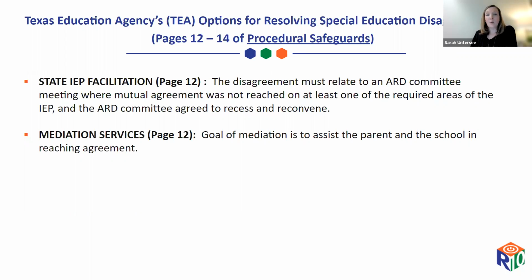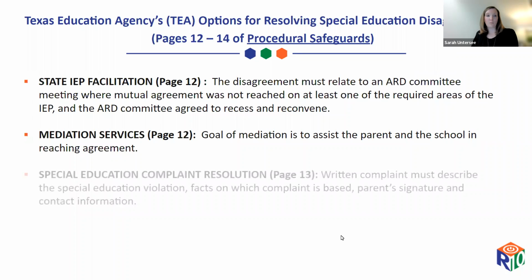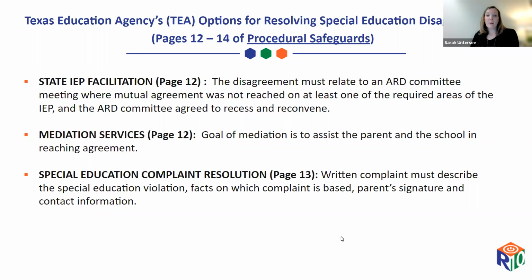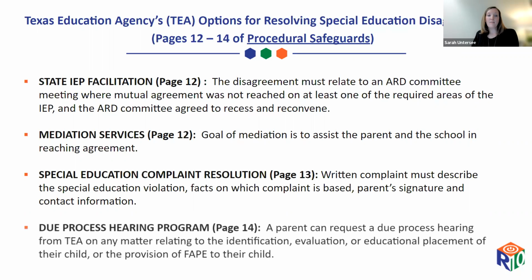Mediation services. The goal of mediation is to assist the parent and the school in reaching agreement. Special education complaint resolution. Written complaint must describe the special education violation, facts on which the complaint is based, the parent's signature, and the contact information. And then finally, due process hearing program. A parent can request a due process hearing from TEA on any matter relating to the identification, evaluation, or educational placement of their child or the provision of FAPE to their child.